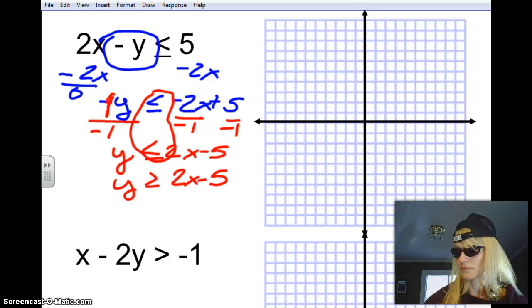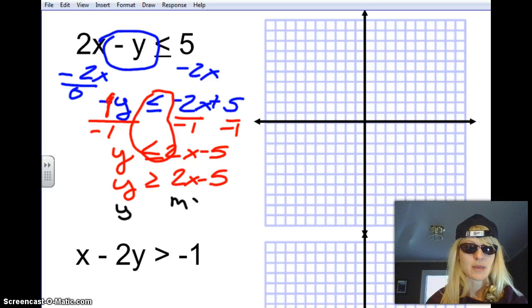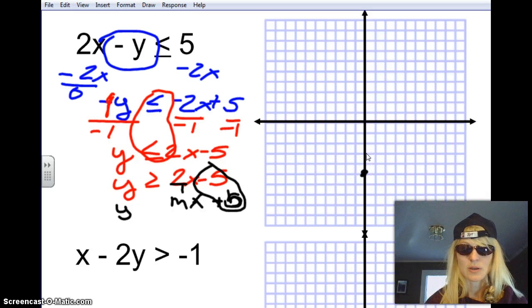Okay? So that's y, and then my mx plus b, x. So b. So negative 5 is in the b spot. So we're going to go 1, 2, 3, 4, 5. And then the slope is 2, which is 2 over 1. So it tells me to go up positive 2 and right positive 1. Okay? And then I have to draw a line.